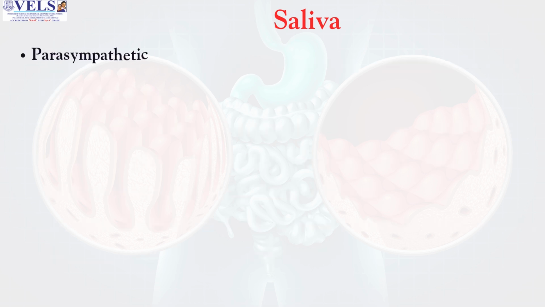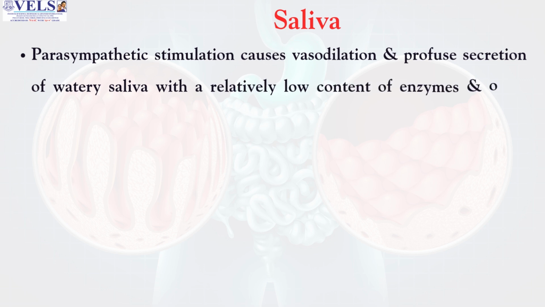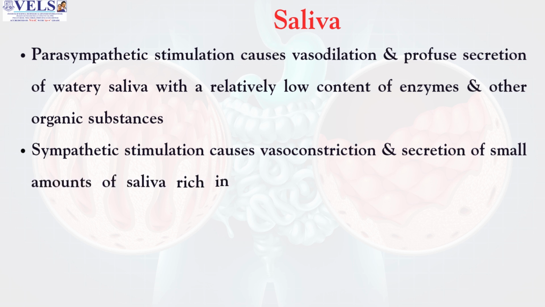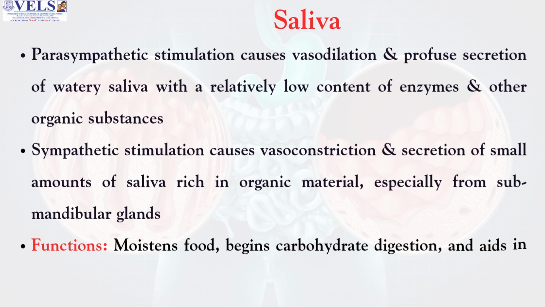Next, about salivary secretion, parasympathetic stimulation causes vasodilation and profuse secretion of watery saliva with a relatively low content of enzymes and other organic substances. Sympathetic stimulation causes vasoconstriction and secretion of small amounts of saliva rich in organic material, especially from submandibular glands. Functions of saliva include moistens food, begins carbohydrate digestion, and aids in swallowing.